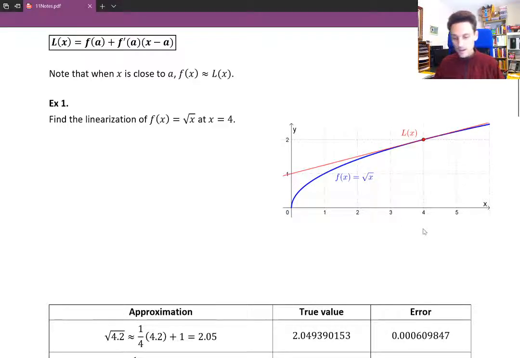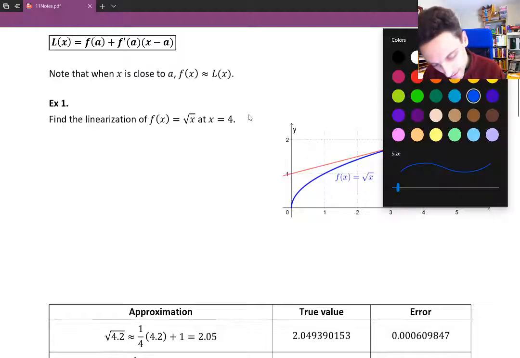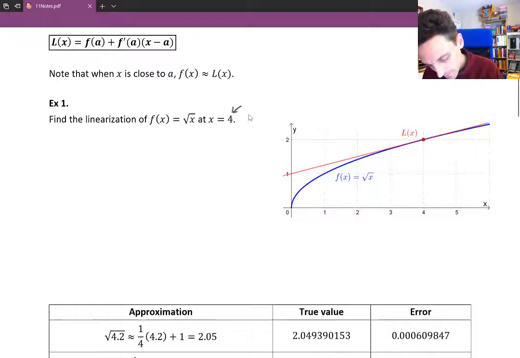Using that formula, you could call it, that we came up with just a moment ago. Really, it's just point slope form, but solved for y. We need to find f of a and f prime of a, where a in this case is 4.